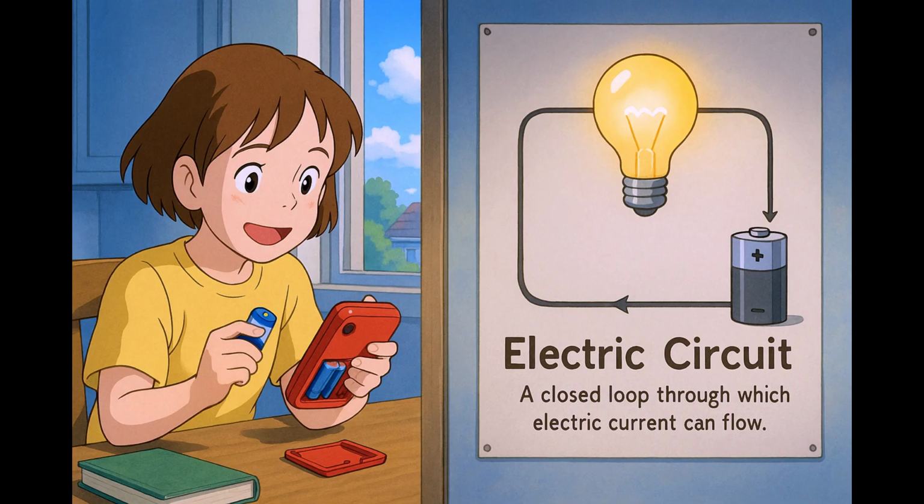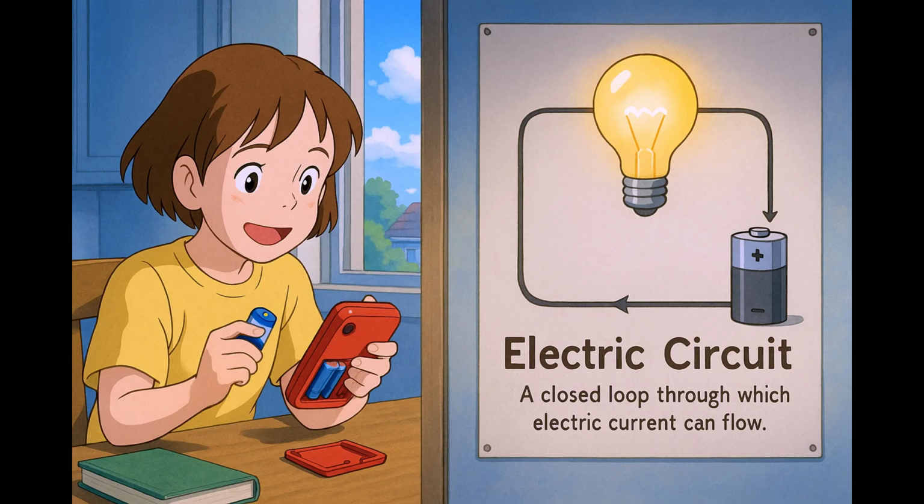Imagine you're trying to figure out why your favorite gadget isn't working, only to realize that the batteries are inserted the wrong way. Just like the gadget needs a complete and correctly oriented path for power to flow and function, an electric circuit requires a closed loop for electric current to circulate effectively.